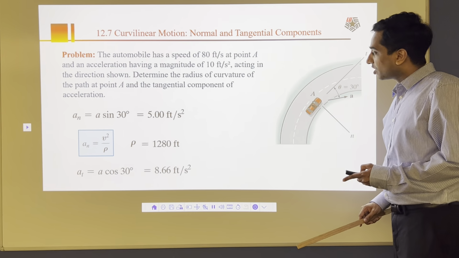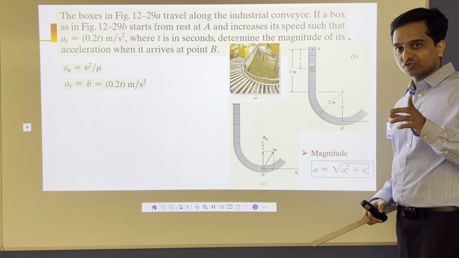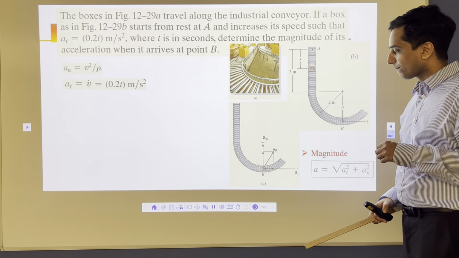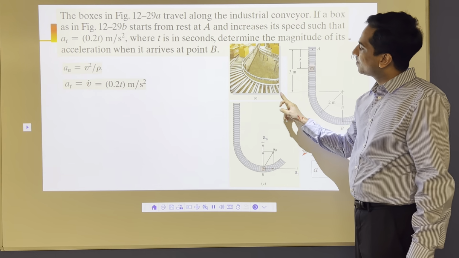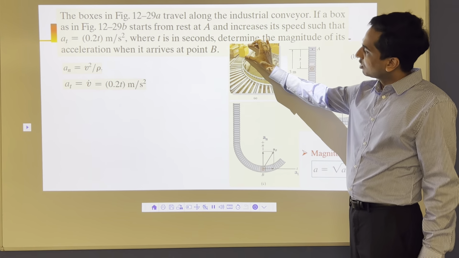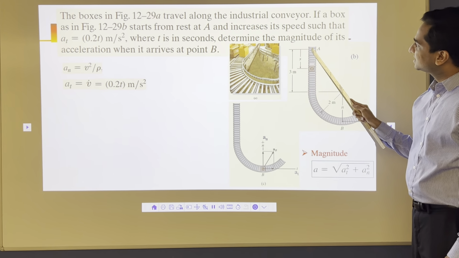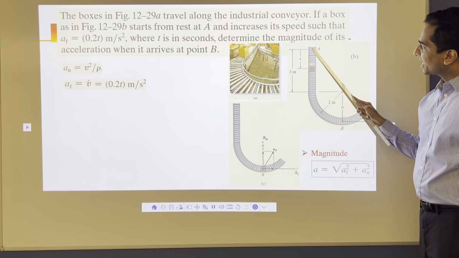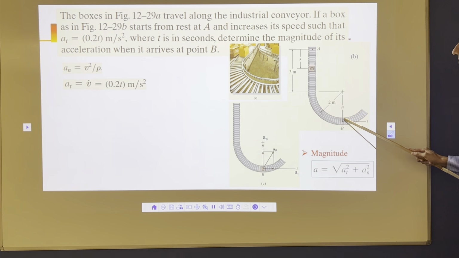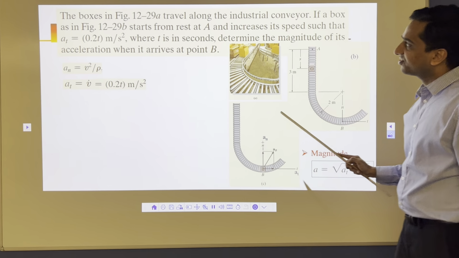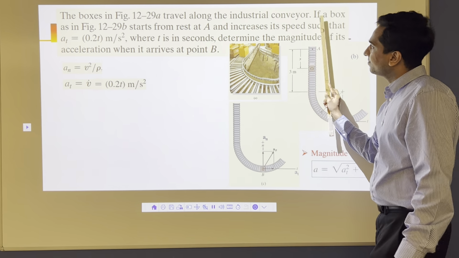So that's one problem. Now let's do another problem. This one is a big one, and this is from the book. What we have in this problem is an industrial conveyor belt, and all these boxes are going on this conveyor belt. Our box starts at point A, and as it goes ahead, velocity increases and it comes to point B.